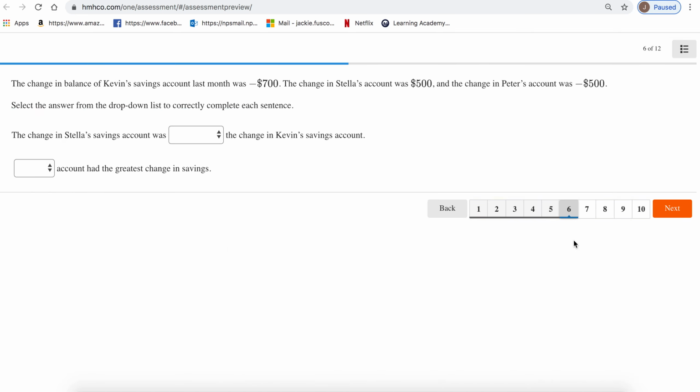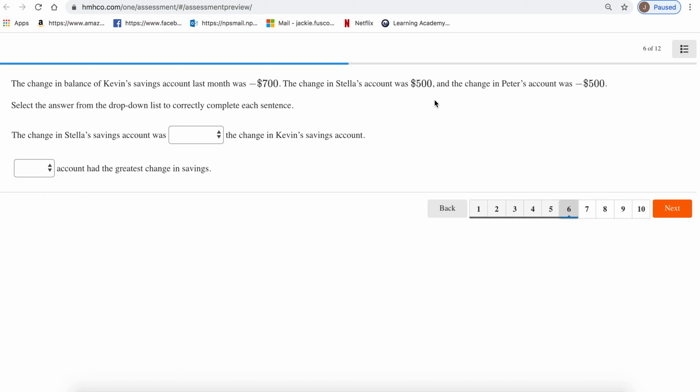Okay. Number 6. The change in balance of Kevin's savings account last month was -$700. So it decreased, it went down $700. The change in Stella's account was $500, so it went up, it increased $500. And the change in Peter's account was -$500, so his account went down $500. So it's saying the change in Stella's savings account was blank, the change in Kevin's. Kevin's went down $700 and Stella's went up $500.